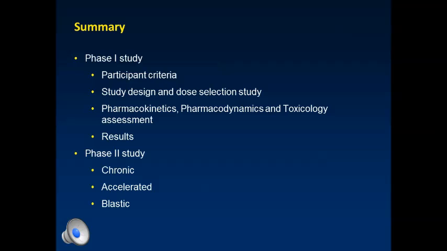Summary of my discussion will include the phase 1 study and phase 2 study. Within the phase 1 study, I will be discussing participant selection criteria, study design and dose selection study, pharmacokinetic and pharmacodynamic studies, including toxicological assessments, and results. Within the phase 2 study, I will be discussing phase 2 studies that were conducted for 3 different disease states, which is chronic, accelerated, and blastic.